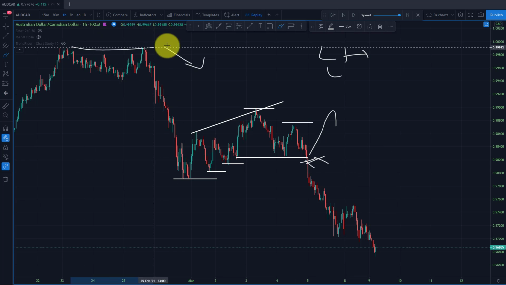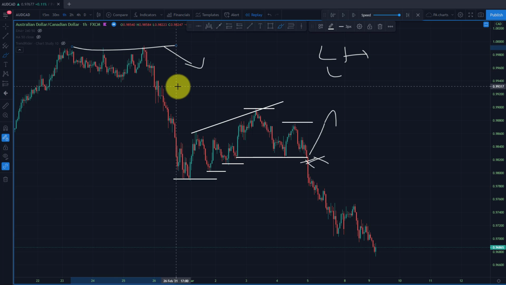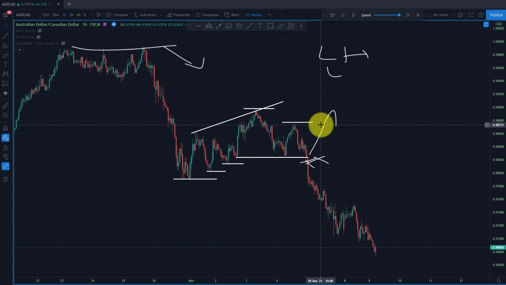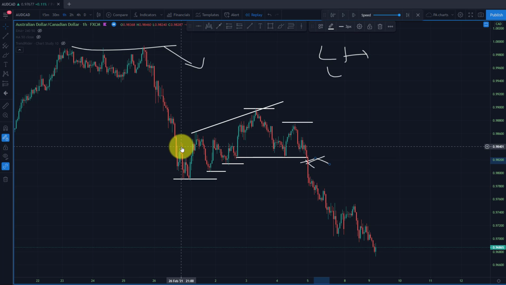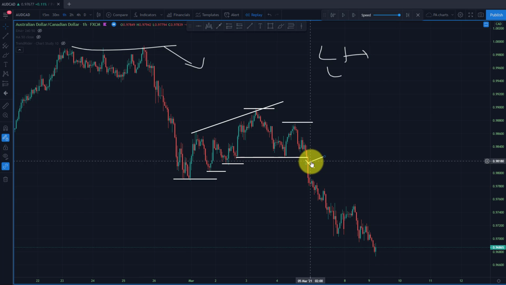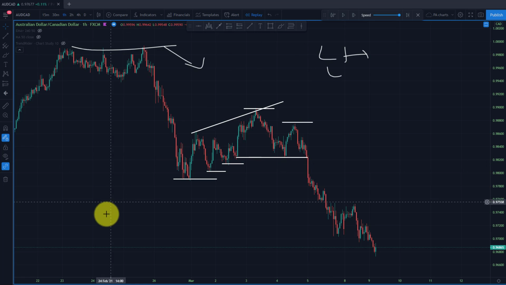So look for the big general trend direction, and wait for the consolidation to form. Don't worry about missing parts if you didn't catch the initial move or the initial breakout. It's totally fine. Wait for the consolidation.